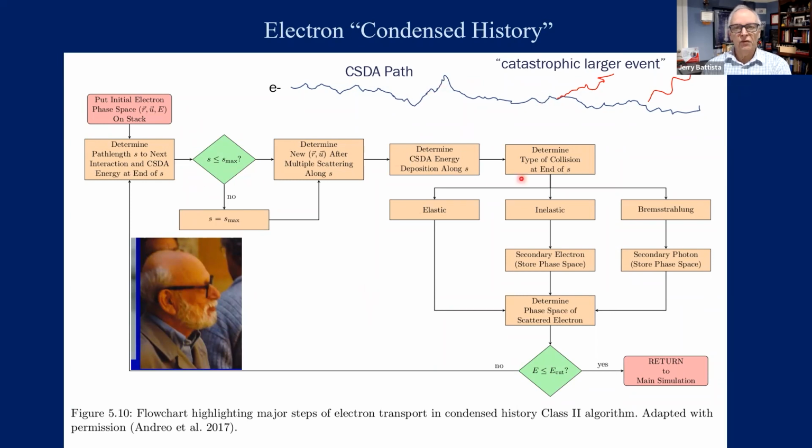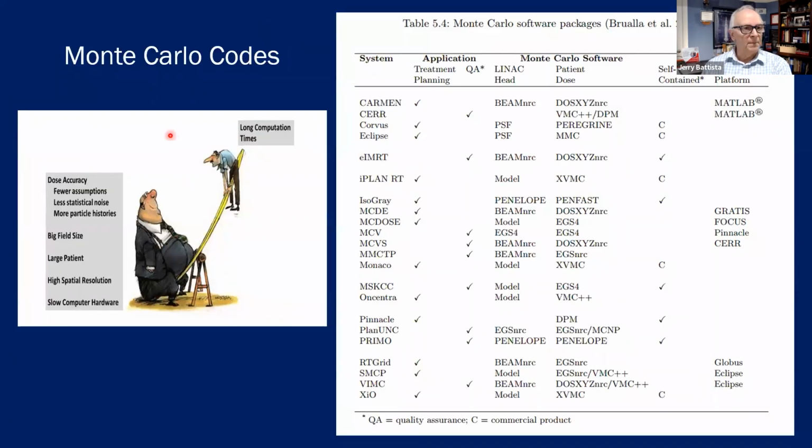This is the detailed flowchart just for your reference later if you want to read about it. But the electrons are the time consumers. There are many Monte Carlo codes. They're all listed here again for your reference. EGS is very popular, but it's mainly for modeling the LINAC head, not so much for modeling the patient. But there are others that are much more oriented to applications in treatment planning, and some of those are listed here.